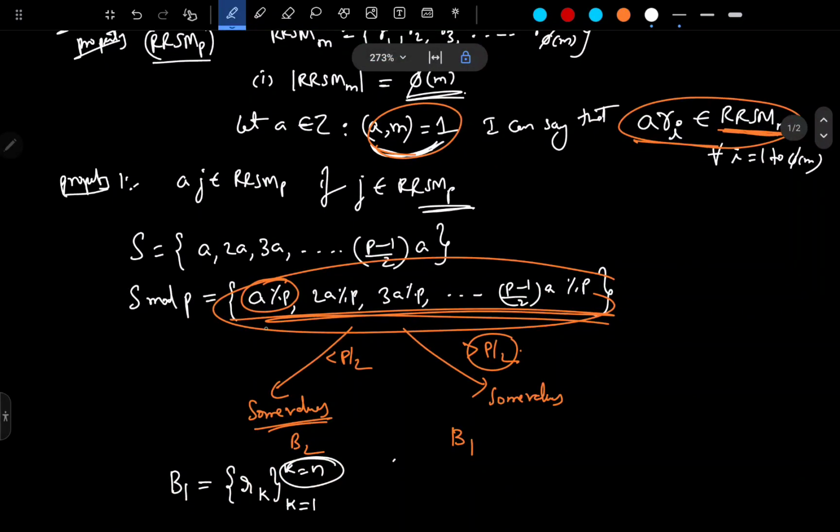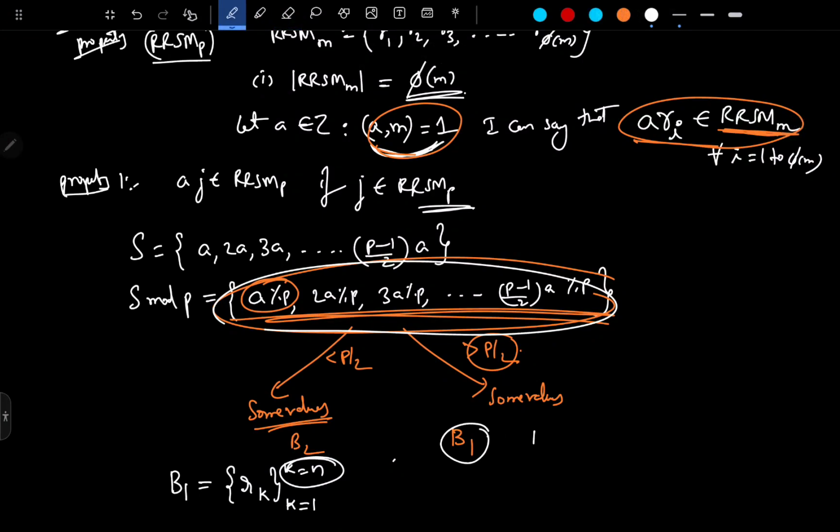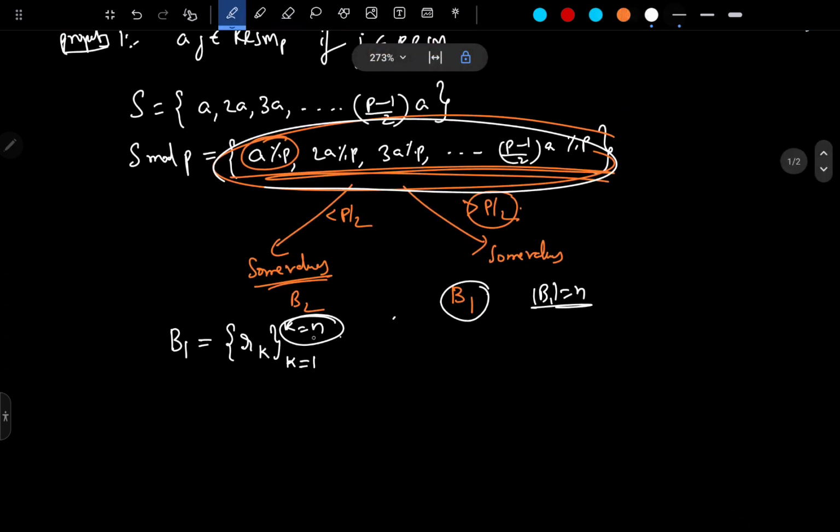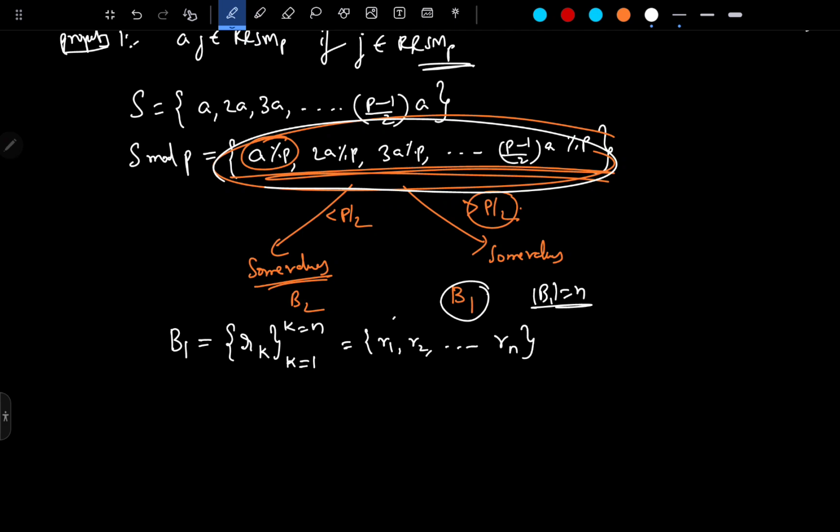So the number of elements which exist up to p by 2 is nothing but this set only, right? So this set's cardinality is n. So I am taking the values to be like r1, r2 and so on, rn. Okay, happy. This is the basic thing.